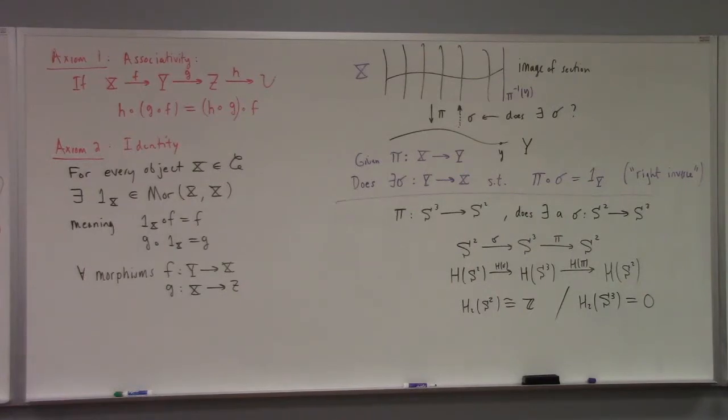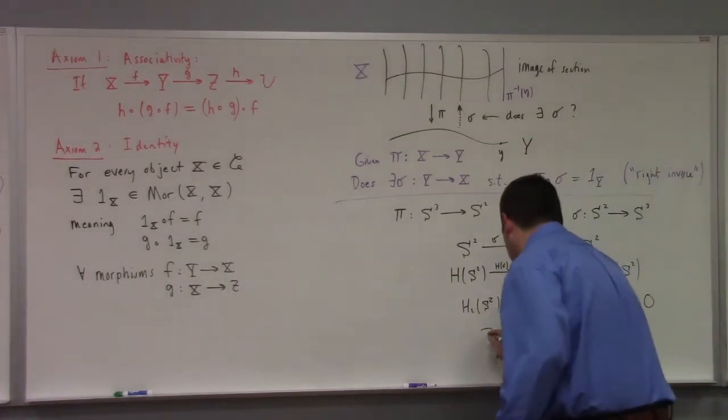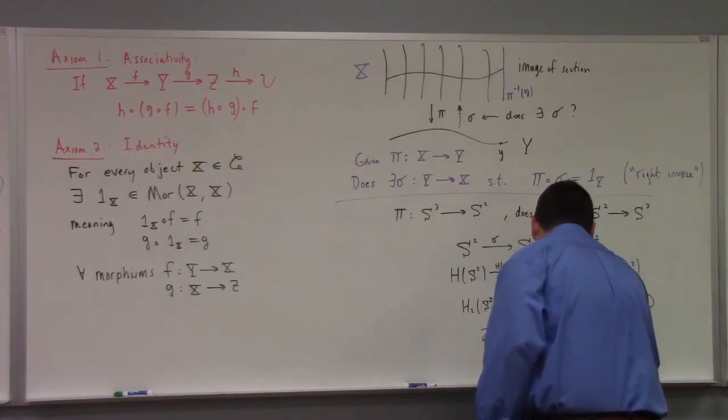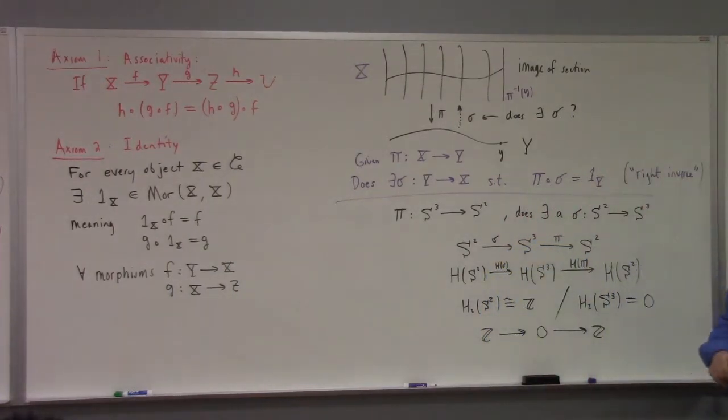But the larger point here is that's 0, that's Z. You can't have an isomorphism, you can't have an identity map from that to that. When you look at this, you'd have basically the mapping Z to 0 to Z. And you can't have that. That's impossible, that diagram. So what that shows you is that there is no section.